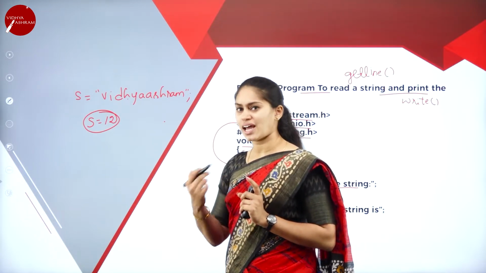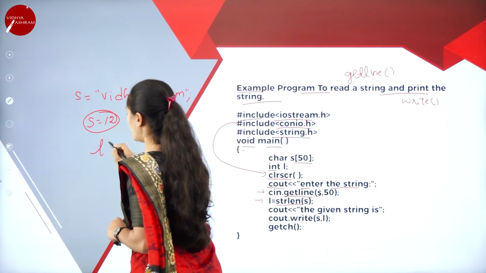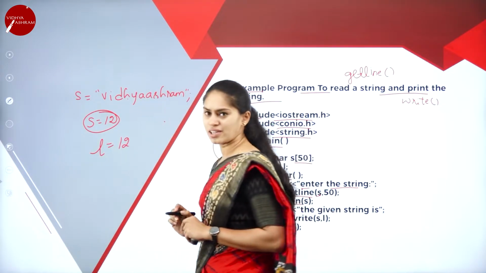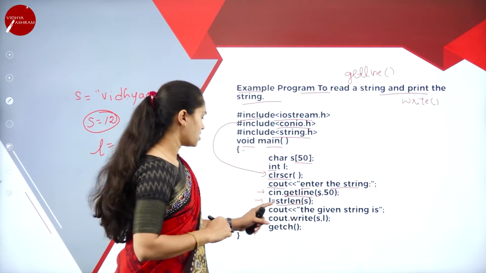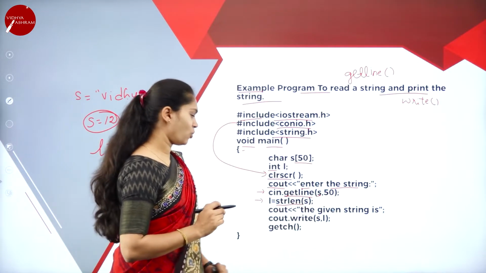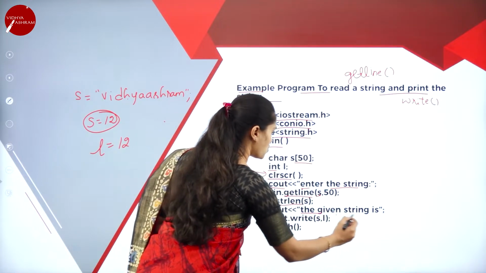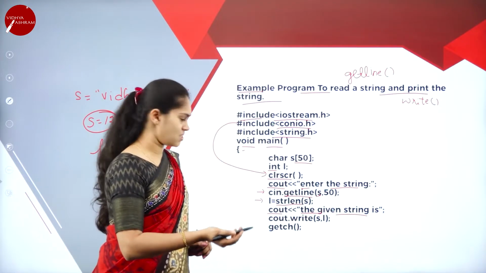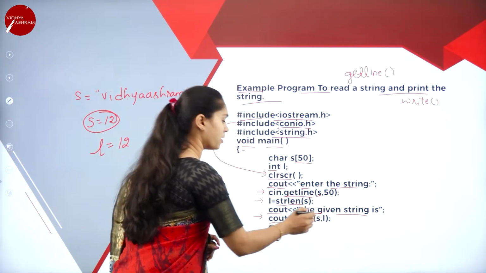I am taking 12 characters, and now the size of L is related to 12 characters. So now we got to know that the size of L is 12. Its maximum size can be up to 50, but I am taking only 12 characters. In the next statement, I am displaying the string: cout.write(S, L).